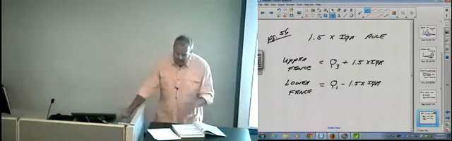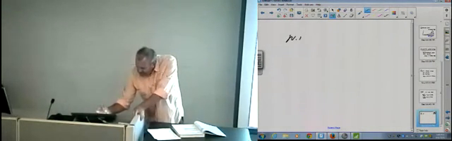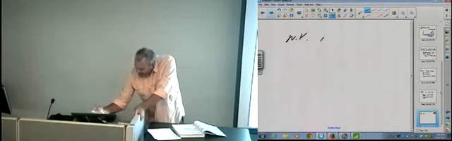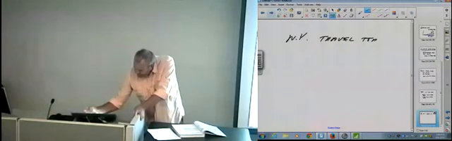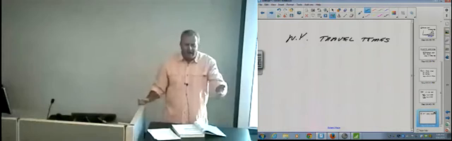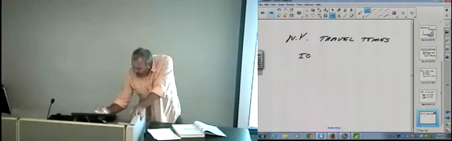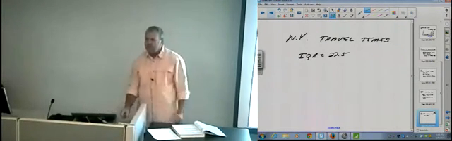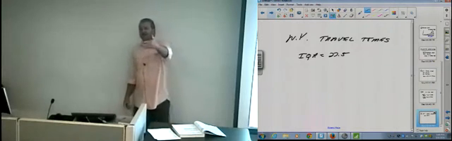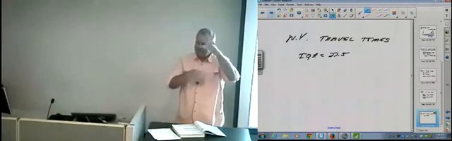Okay? So here's what we're going to do. We're going to look at those New York travel times, and we're going to see if there's any possible outliers in that data set. Remember, we already figured out what the interquartile range was. It was 27.5. Remember, you took the 42.5 minus the 15. That was the range of that box. That was the spread of that box, 27.5.